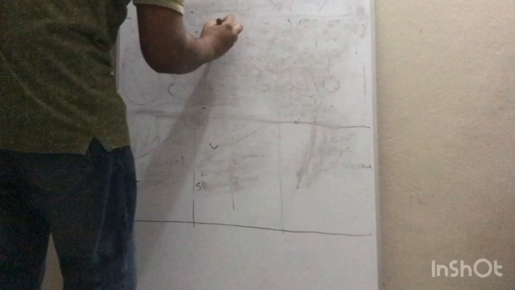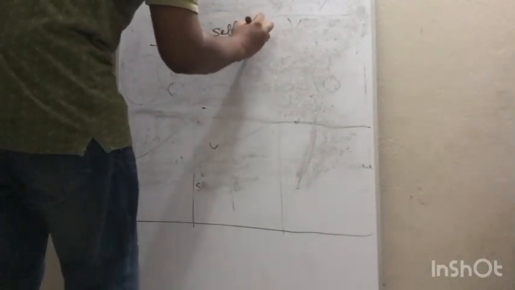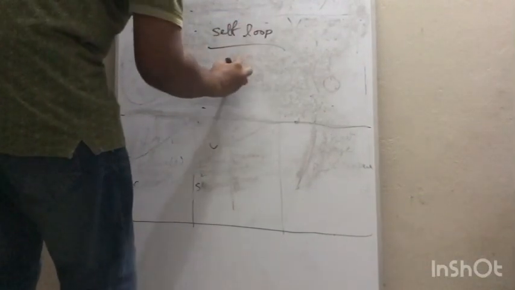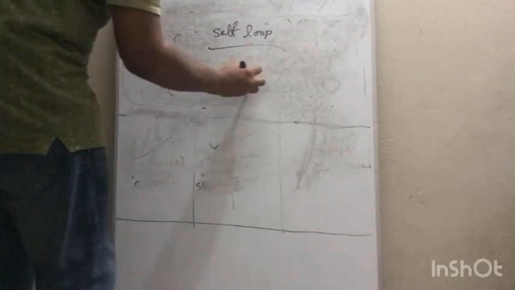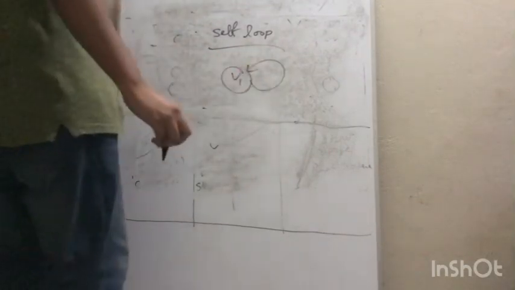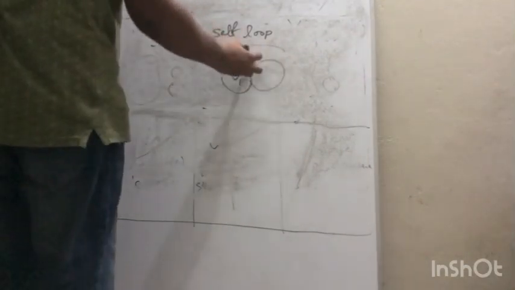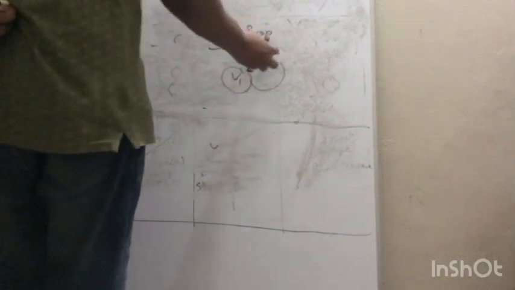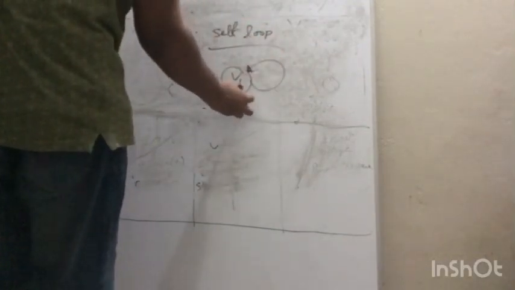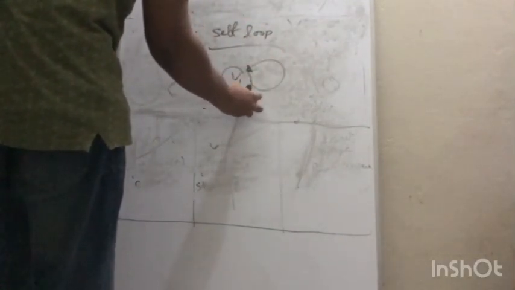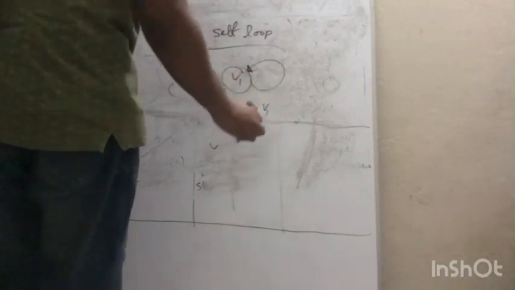Self loop. This is V1. V1 flows back to itself. So we see a self loop. V1 goes to V1.